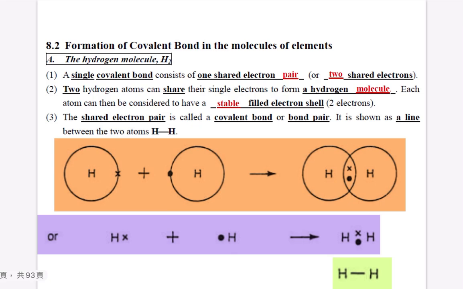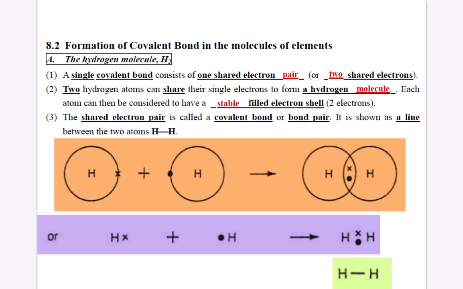Okay, then formation of covalent bond in the molecules of elements. I have just taught you how to write the formulas and then draw the electron diagram, but I will mention all this again by using this example. So for hydrogen, H2, first of all, why is it H2? Because hydrogen has 1 outermost shell electron, so it needs to share 1 electron with others.